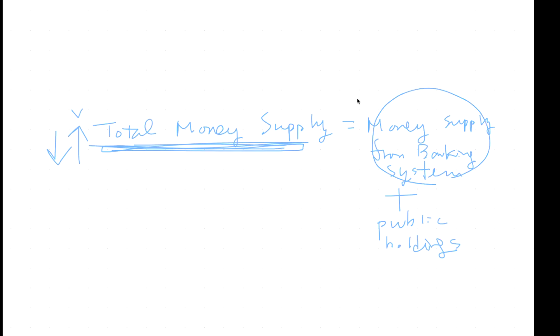Suppose I tell you this: public holding is 500. Total money supply is 3,000. Means money supply from the banking system is 2,500, right? People's money, total deposit. This is total deposit 2,500. So it means like in the balance sheet of a bank. Wait, what problem is this?